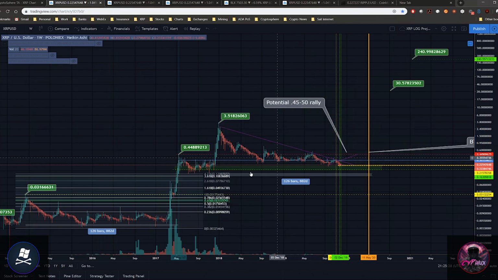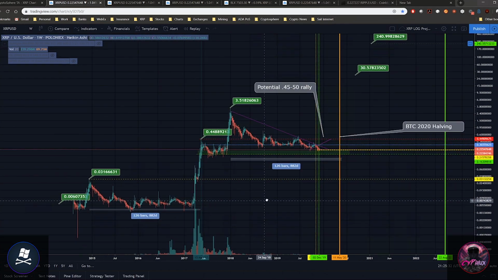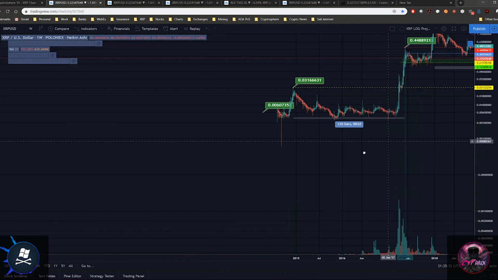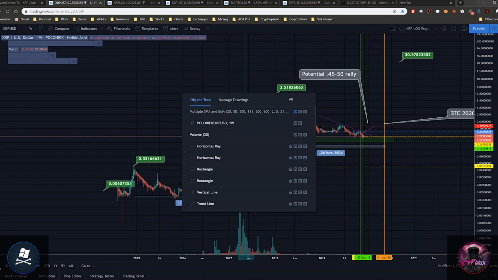From another perspective, this is the logarithmic projection. Some of you guys have seen that before. Let me go to.